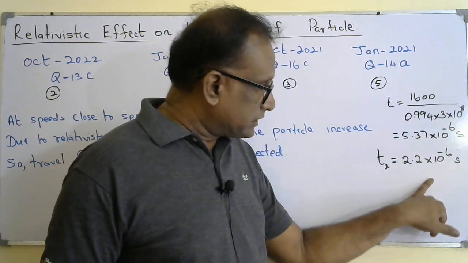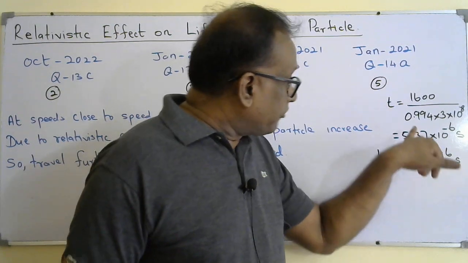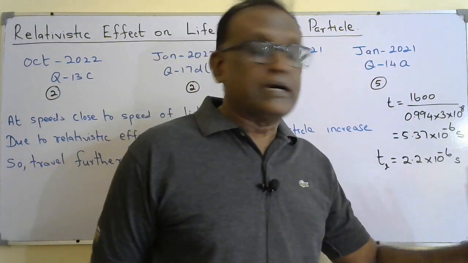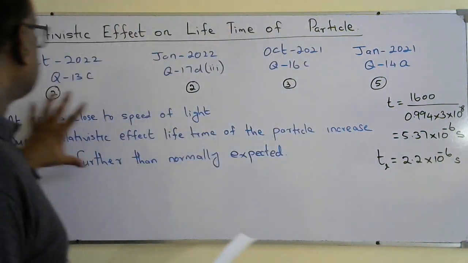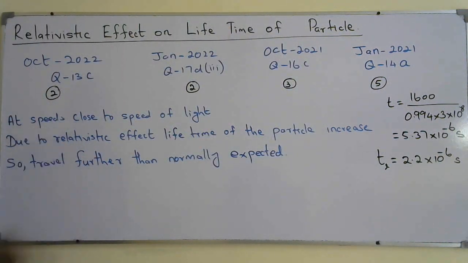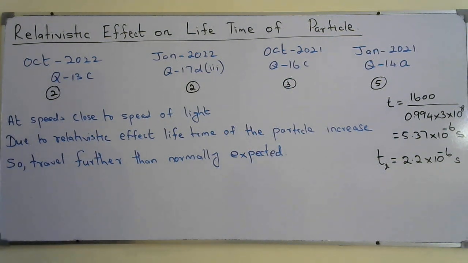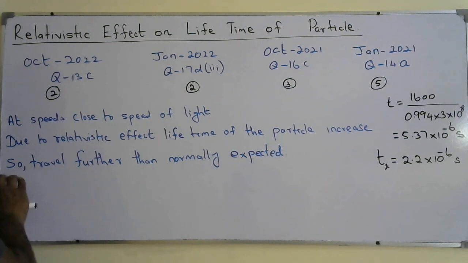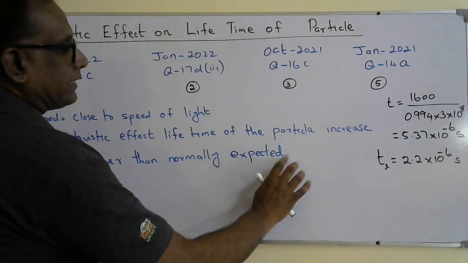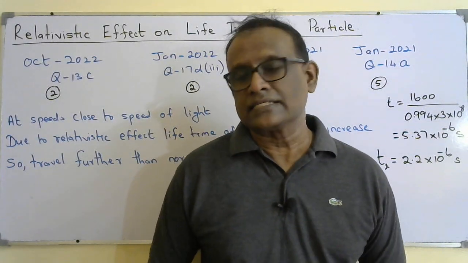After doing this calculation, they are giving 2 marks for it. Then you should compare. The time taken is longer, but it's able to reach the ground. Why? These are the 3 points you need to write. At speeds close to the speed of light, due to relativistic effect, the lifetime of the particle will increase. So it travels further than expected. That means it's able to reach the bottom. You can say it travels further than normally expected, or the muon is able to reach the bottom. You have to give that for the third point. So anyway, these are the answers. Normally you write similar answers, so it's not an issue.